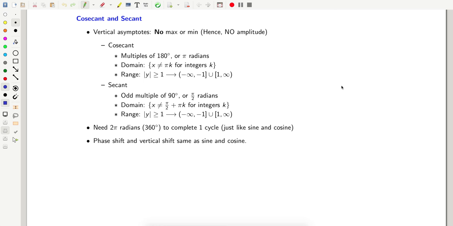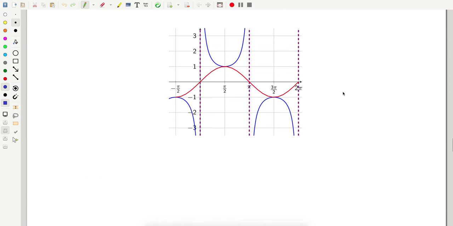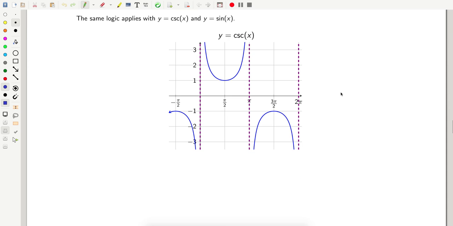So if we look at the graph of our secant and cosecant functions, for instance, here we have the graph of cosecant. The cosecant of an angle is 1 over the y-coordinate. And so wherever the y-coordinate equals 0, that's going to give us 1 over 0, which is a vertical asymptote. So y is going to be 0 if you look at the coordinate plane.